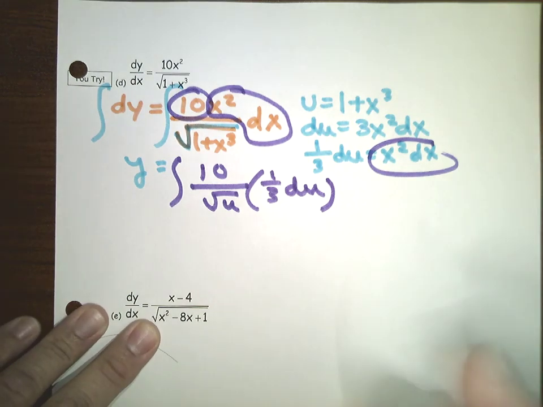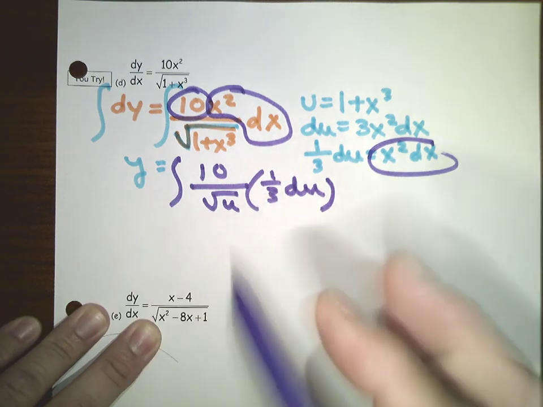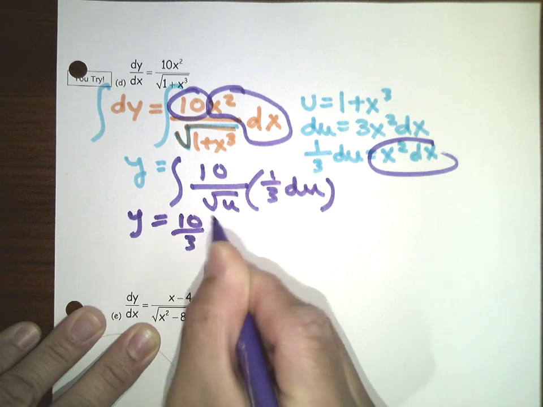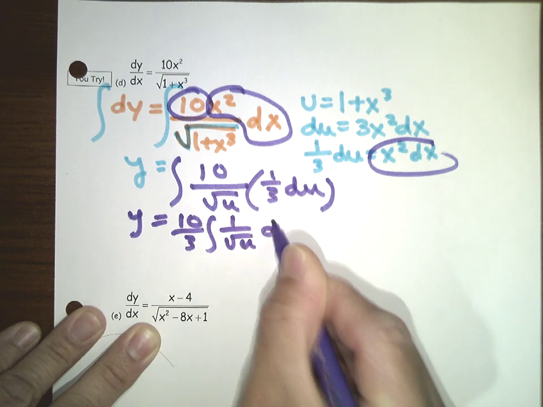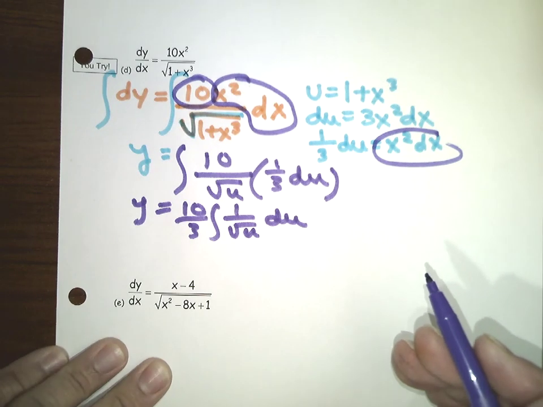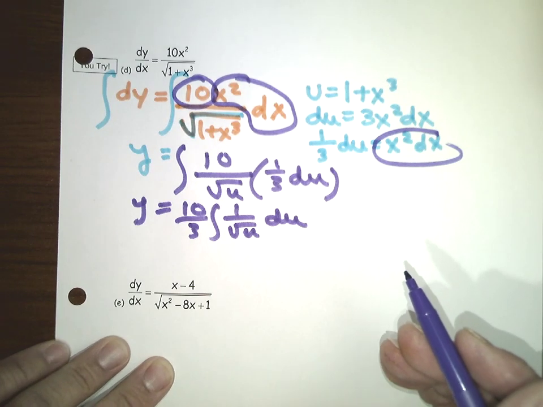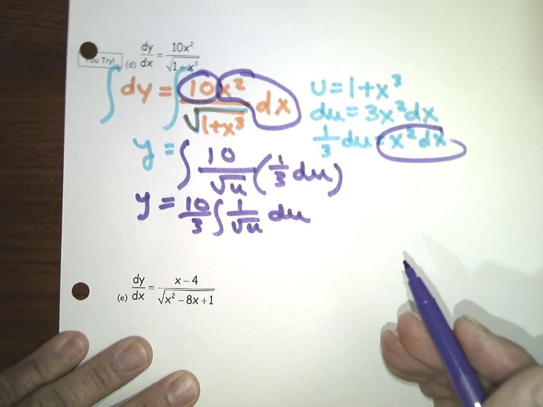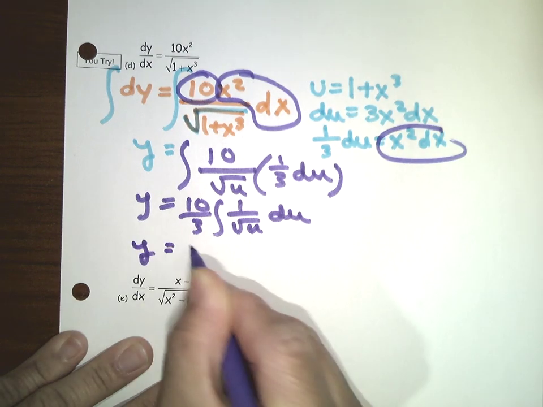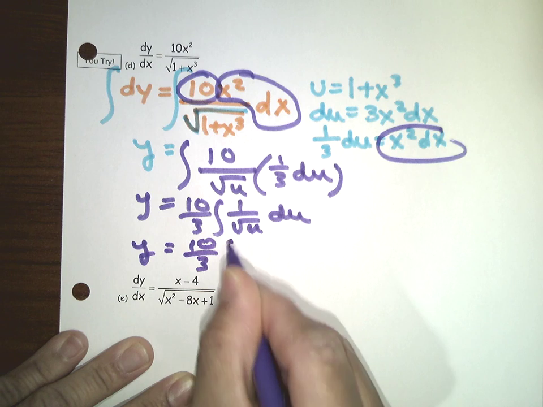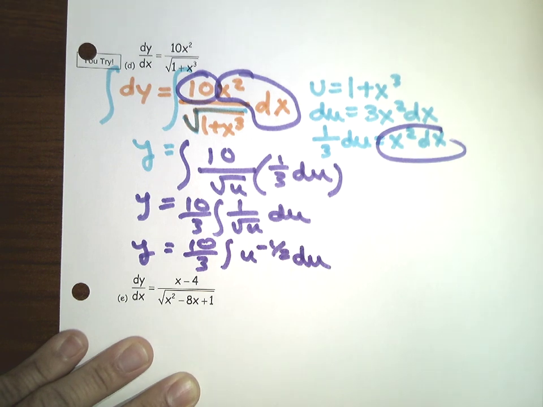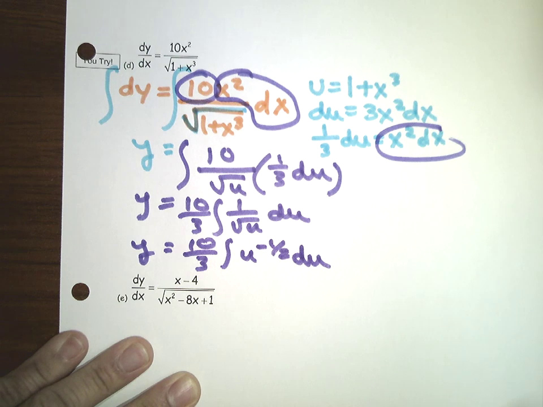So then I'm going to multiply the 10 times the 1/3 to get 10/3, but I'll actually just bring the 10/3 in front of the integral to get 10/3 integral of 1 over the square root of u du. And then what will I do? I will go ahead and rewrite the 1 over the square root of u as u to the -1/2 power. And then I can just apply the power rule.